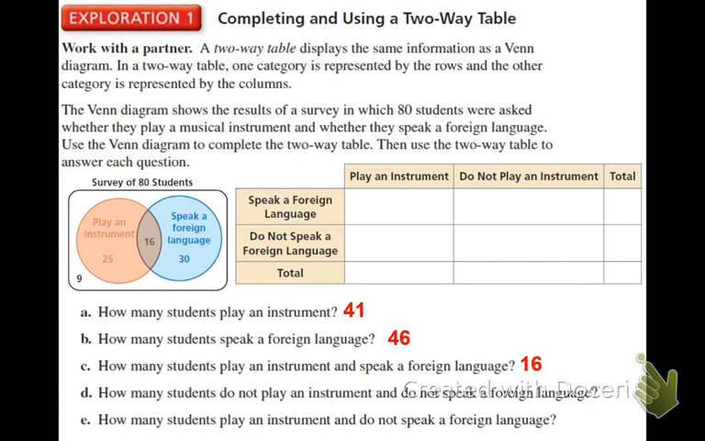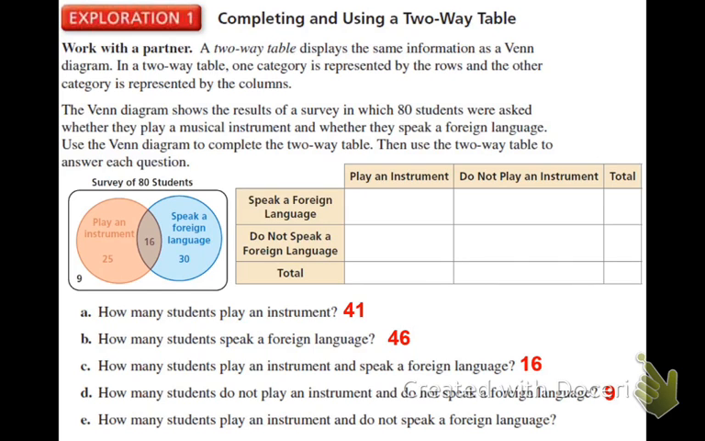How many students do not play an instrument and do not speak a foreign language? 9. The 9 that's off there and doing nothing. They're just there. That's some of us in here. How many students play an instrument and do not speak a foreign language? So play an instrument only.